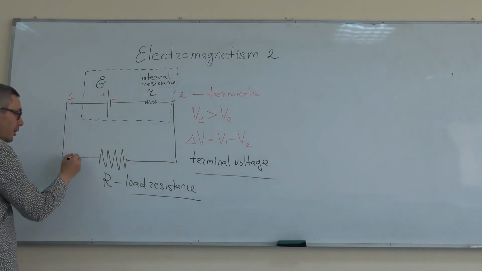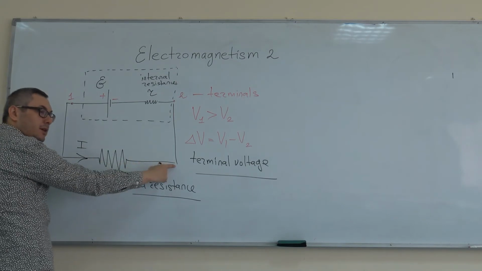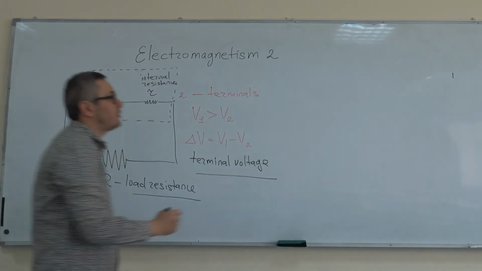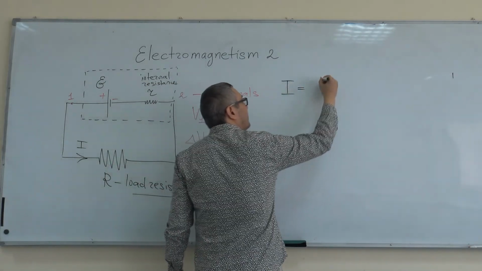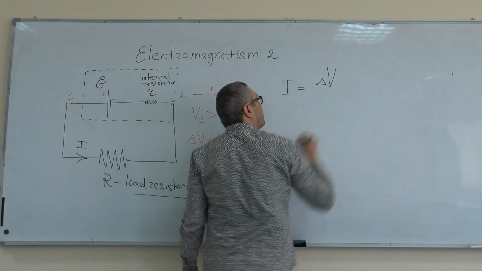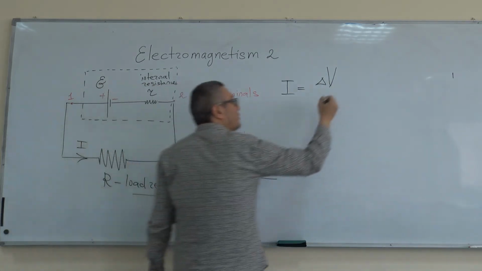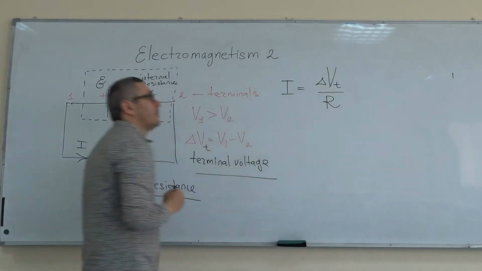Which means that according to Ohm's law, we can calculate the current that is flowing in this resistor. The current flowing in the resistor, according to Ohm's law, is then equal to this terminal voltage, and I'm going to use a subscript T to specify that it's a terminal voltage, over the resistance R.